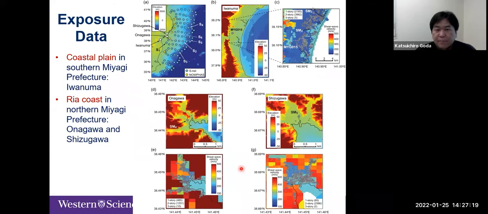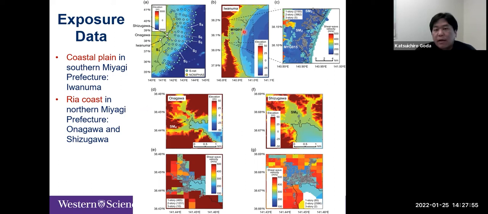Exposure data set. For this study, I used the exposure data set based on the Japanese government's GIS data set. And then I focus on this Iwanuma location, which is shown here. That's just south of Sendai, which is the largest city in this region. And then the region looks like this, this is elevation data in Iwanuma. So it's kind of a coastal plain area. It's a relatively flat area.